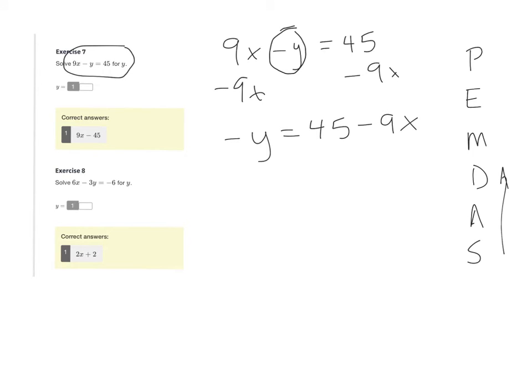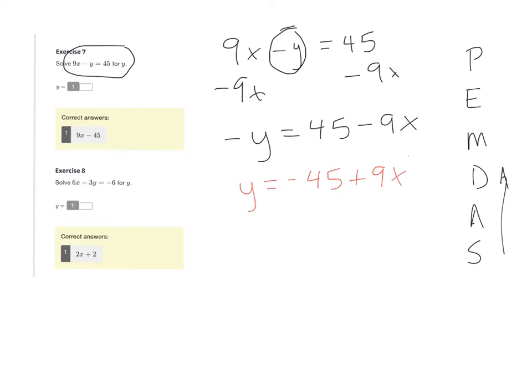Then I have to get positive y, not negative y. So what I'm going to do is I'm going to just take the opposite of everything. And by the way, we can take the opposite of everything because that's the same as multiplying by a negative 1. So negative y times negative 1 would be positive y. 45 times a negative 1 would be negative 45. And negative 9x times a negative 1 would be positive 9x. So we have this isolated.